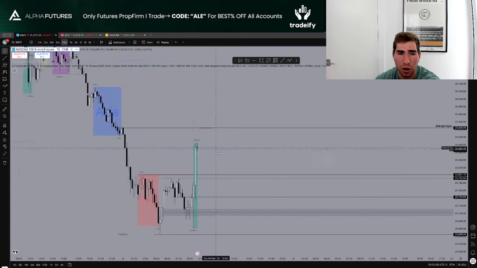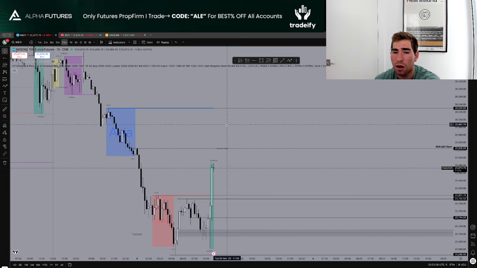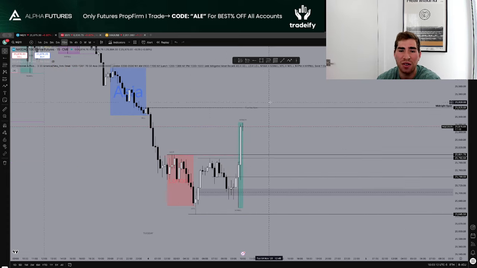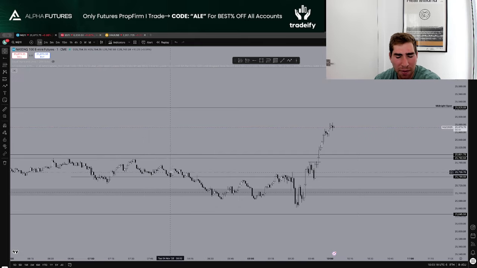What other TPs was I looking at? I was looking at True Day Open. I mean, there's Asia highs, but the odds of Asia highs getting swept, I don't know. It's very far, but I did like London highs and midnight open. And there's a lot of unfilled gaps, obviously, right here as well. That could be good TPs.